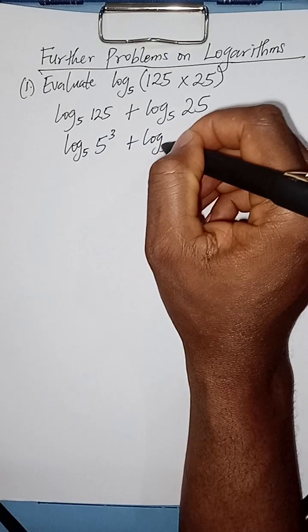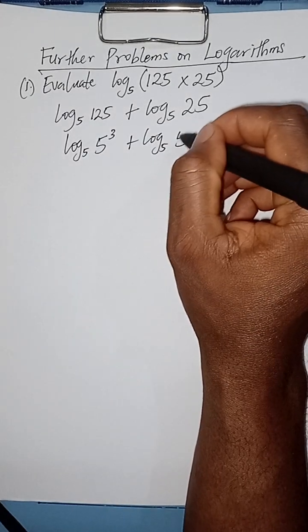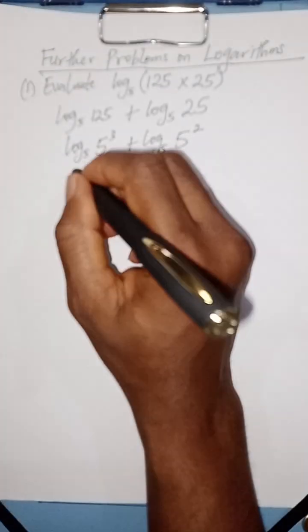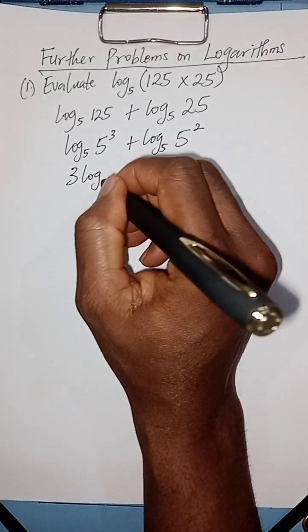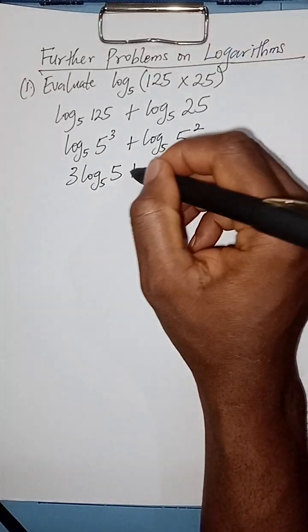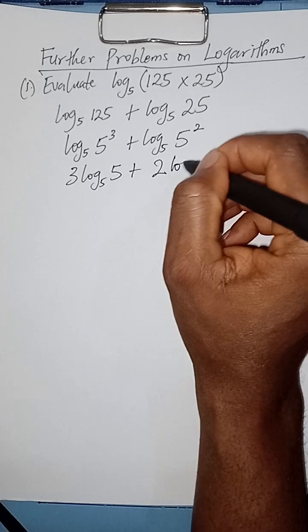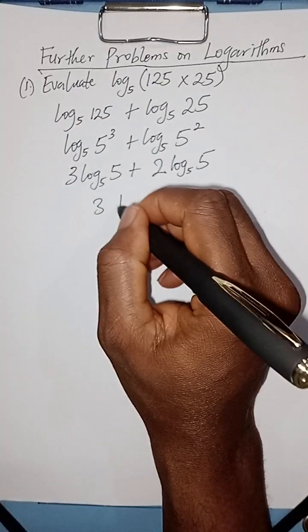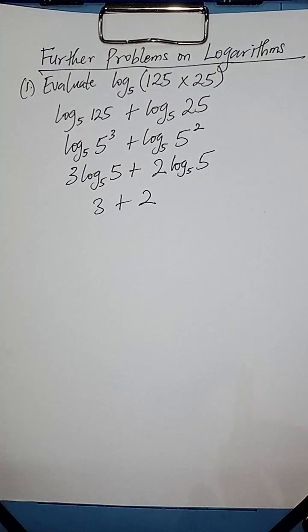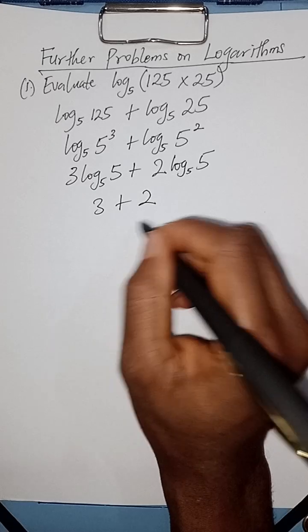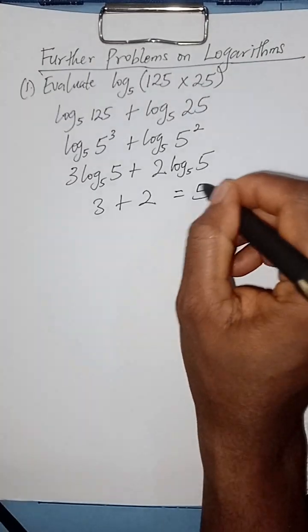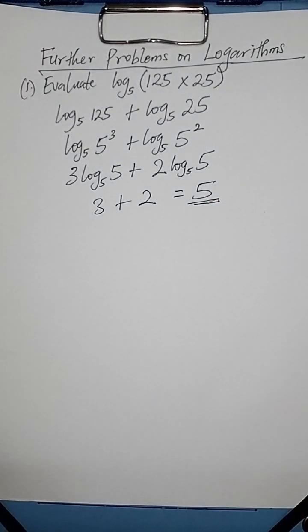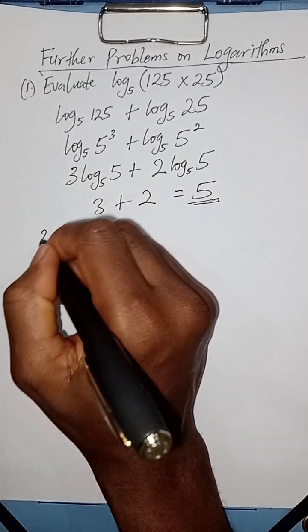Plus log 25, which can be expressed as 5 raised to the power 2. This is 3 log 5 to base 5 plus 2 log 5 to base 5. And so this is 3 plus 2. Remember, log 5 to base 5 is 1. 3 plus 2 gives us 5. Very easy. Let's try number 2.